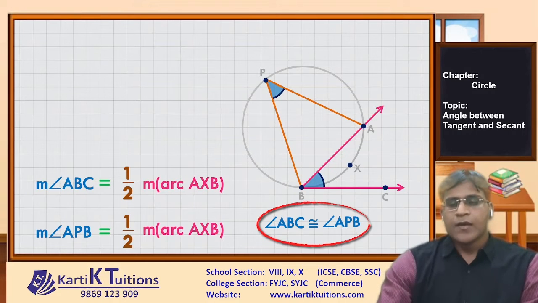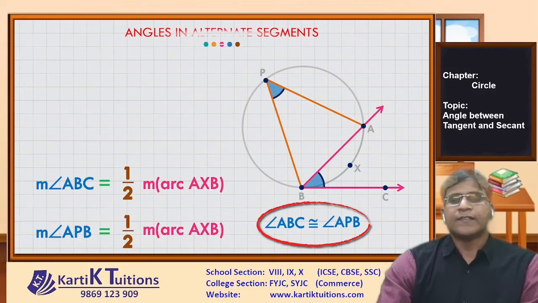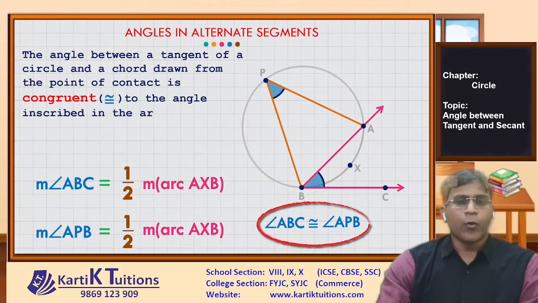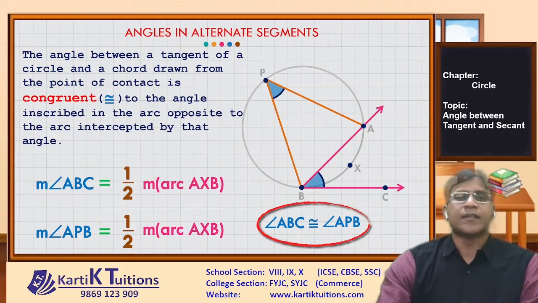Now this concept is known as angles in alternate segments. In the ICSE board, this concept is termed as angles in alternate segments, whereas in the state board, it is termed as the theorem of angle between tangent and secant. Let's look at a statement. The angle between a tangent of a circle and a chord drawn from the point of contact is congruent to the angle inscribed in the arc opposite to the arc intercepted by the angle. So state board students can remember this concept as the theorem of angle between tangent and secant, and for ICSE board students this is angles in alternate segments. Only the titles are different, the concepts are the same.